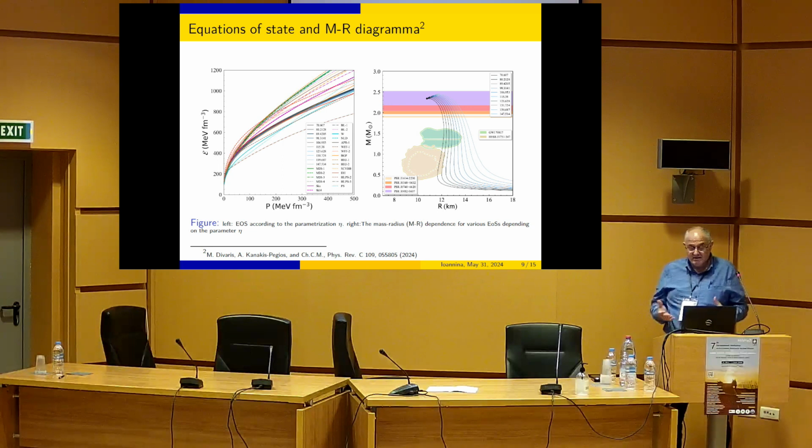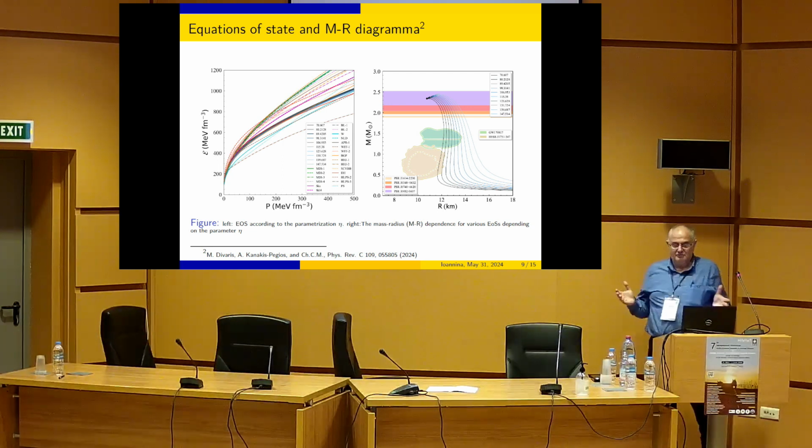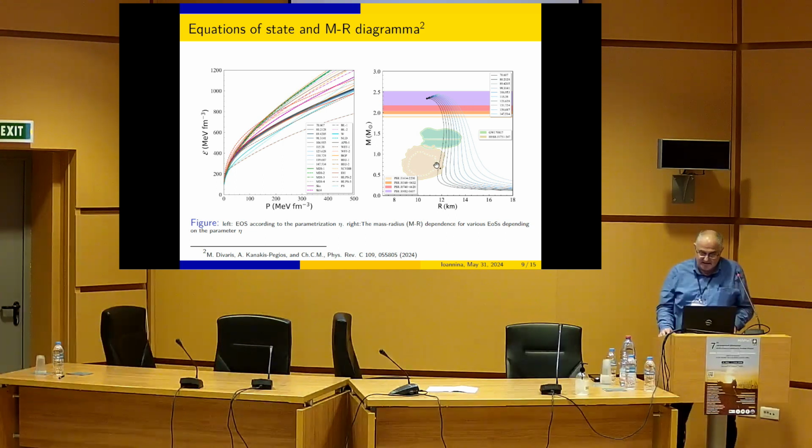Maybe this is a quark star or a hybrid star. Or we don't know what this is. But I just plotted it here to show you that at the moment we are not able to explain this event with the usual standard neutron star equations of state. This is an open problem.